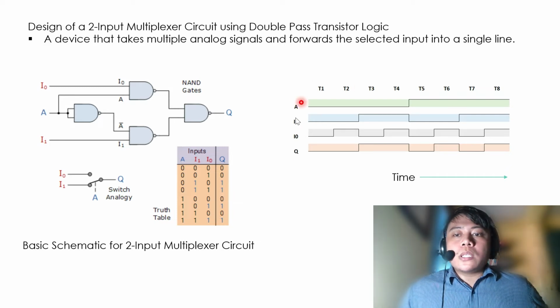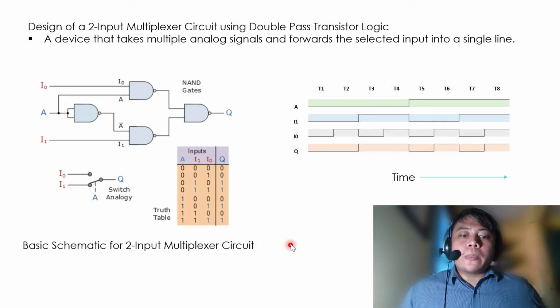We can verify that using this plot, or the graphical representation. We have T1 to T8 here, and this is the A input and the I1 and I0 inputs, and Q is the output. So at the low state, we are selecting the I1, and this is forwarded to the output. You can see here. And for the high state, we are selecting the I0 here, and it is being forwarded to the output. So that is for the two-input multiplexer circuit.